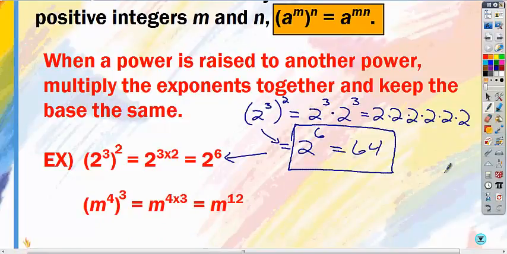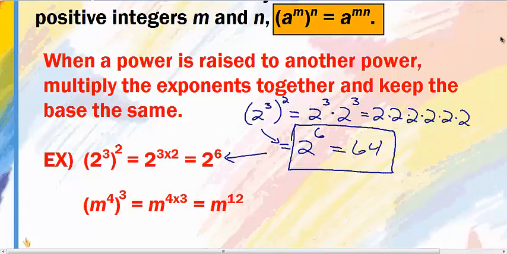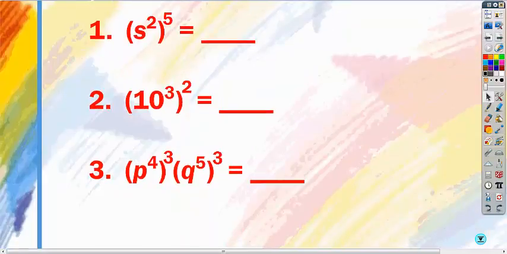Yes, no, maybe? So any questions on this property? A to the m, quantity to the n, is a to the m times n. Everybody good? Okay. Next. So let's cook through these real quick. What's 2 to the 2nd, quantity to the 5th?